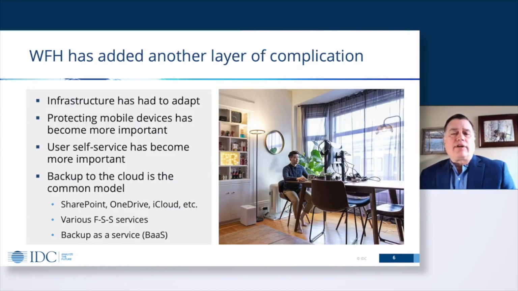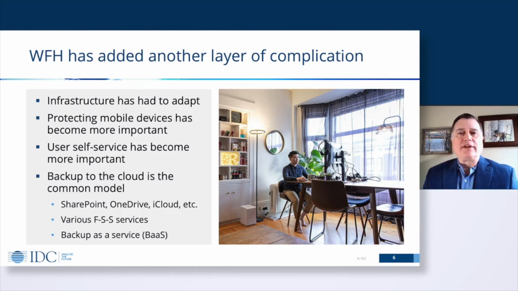The second part that has been a dynamic, certainly as a result of the COVID pandemic, is the work from home phenomenon. And we believe that the work from home has fundamentally transformed the workforce. Yes, people are going to be going back to the office, but more and more people are simply going to stay working from home. What that's caused IT organizations to do is really to adapt their infrastructure to support large contingents of work from home workers.